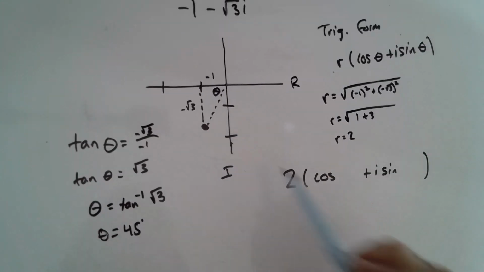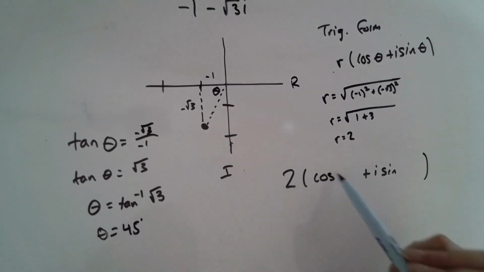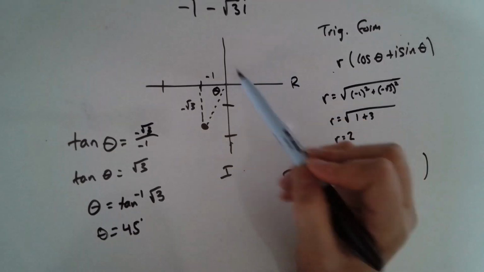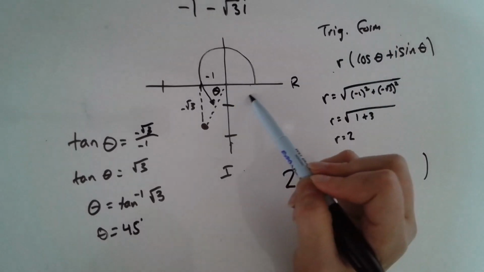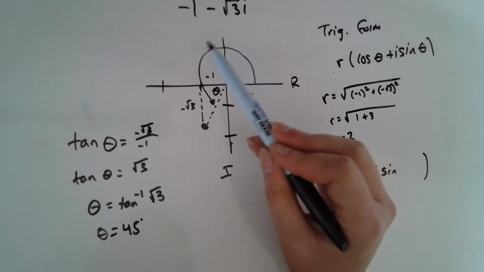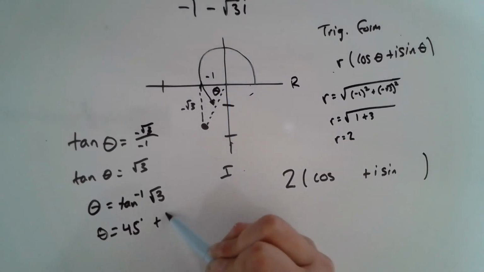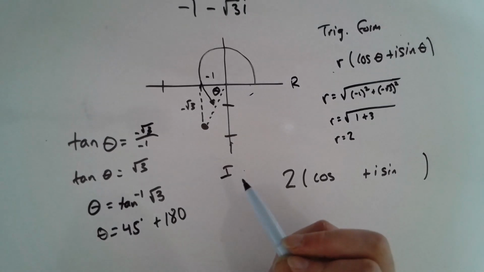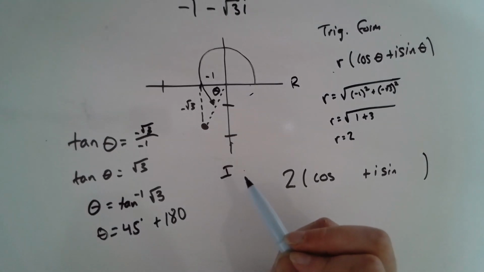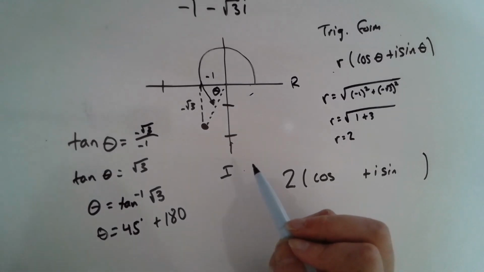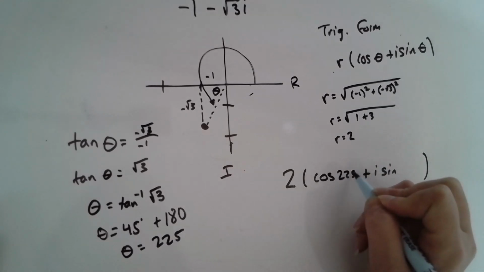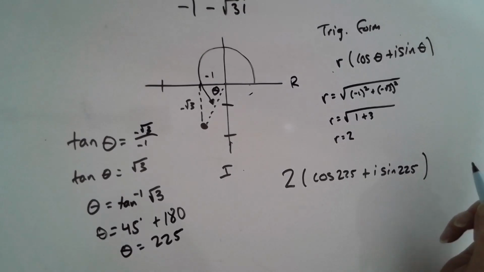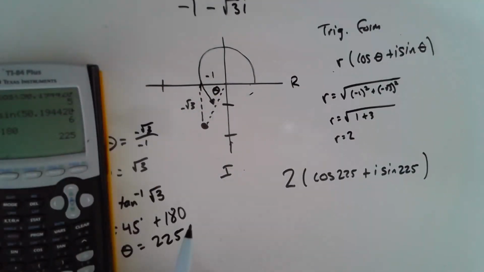Okay, but we can't just slap in 45 and say we're done, because unlike the last one, which was in quadrant 1, this is in quadrant 3. So we actually need to find this whole angle. So we know that's a plus 180 degrees. So we're going to take 45 plus the 180. So theta is 225. And we could do a quick check if we wanted to. So 2 cosine of 225.